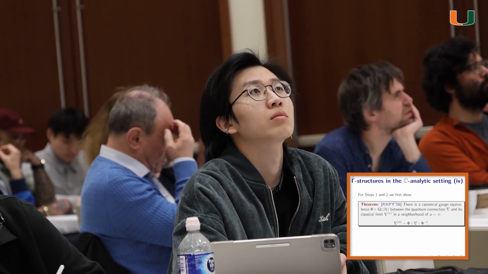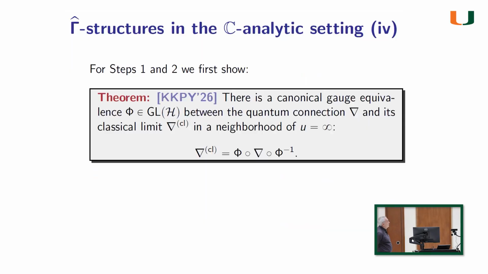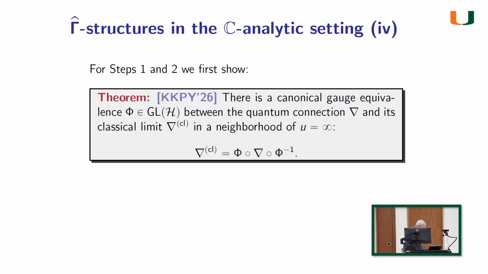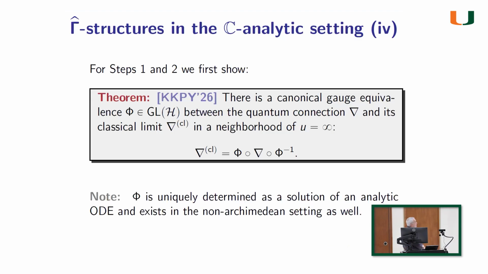Okay, so the first thing we do for steps 1 and 2 is to show that there is a canonical gauge equivalence between the quantum connection and its classical limit in the neighborhood of infinity. And this guy is uniquely determined as a solution of an analytic ODE, and the same ODE makes sense in the non-Archimedean setting, so it also works in the non-Archimedean setting.